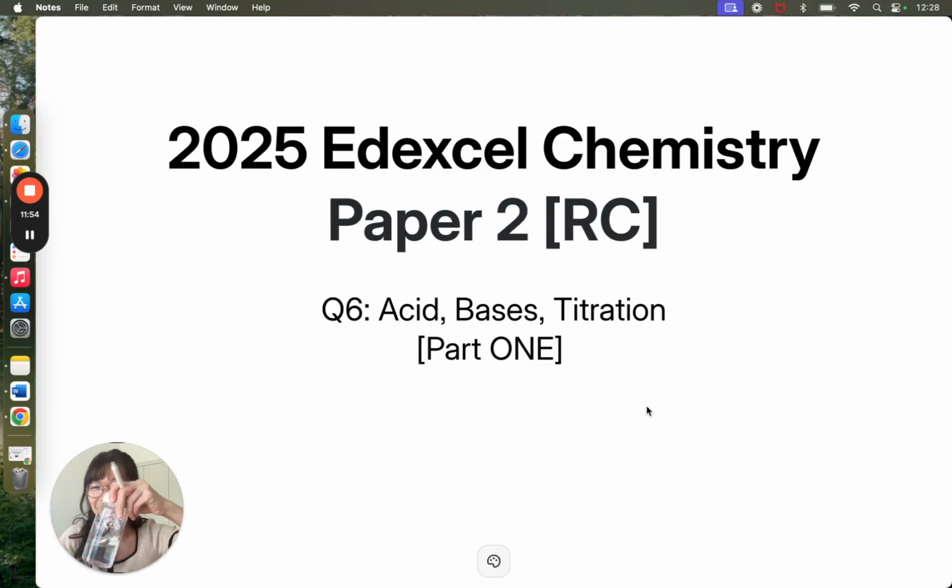So yeah, this is basically how swirling looks like. You have your solution evenly mixed, to ensure that they mix really well and you have good neutralization taking place in there.